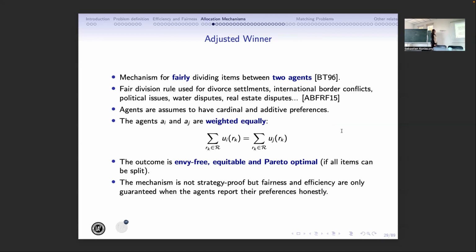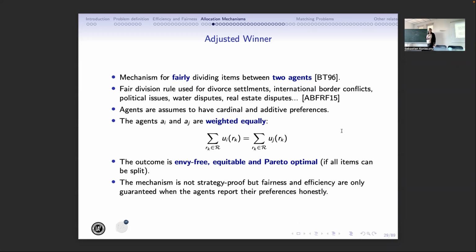These fairness guarantees and Pareto optimality hold if all items can be split, and if your resources are indivisible, it may not be the case. By the way, the mechanism is not strategy proof, in fact: fairness and efficiency are only guaranteed when the agents report their true preferences. So if the agents lie about their preferences to manipulate the outcome, we will lose the guarantee of fairness and efficiency.